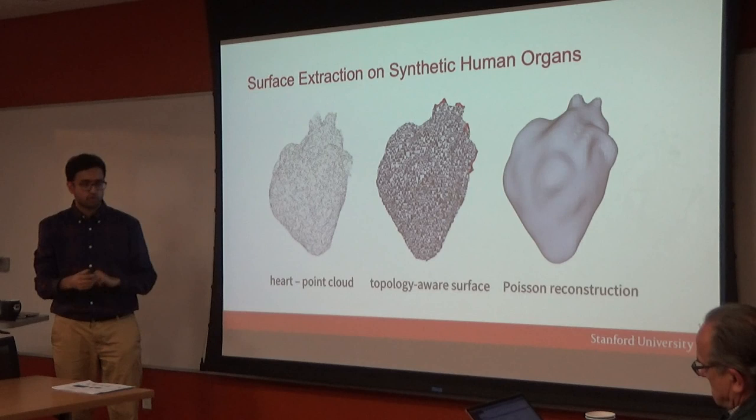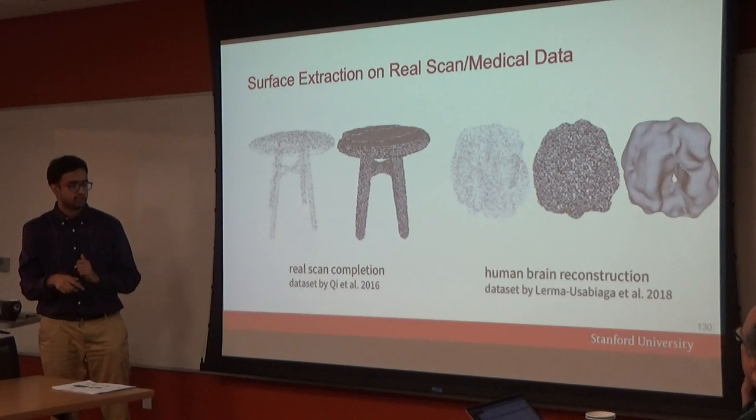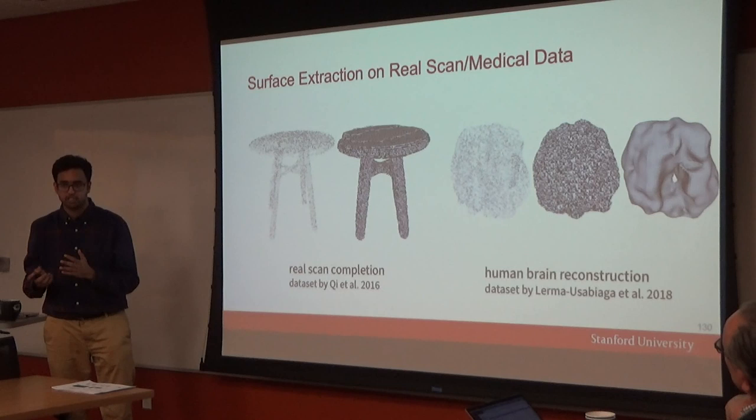We also use this to perform scene completion on real scan or medical data, such as in the case of furniture over here or the human brain over here. In the case of the human brain, this is even more important because the human brain always has the same topology, it does not change.